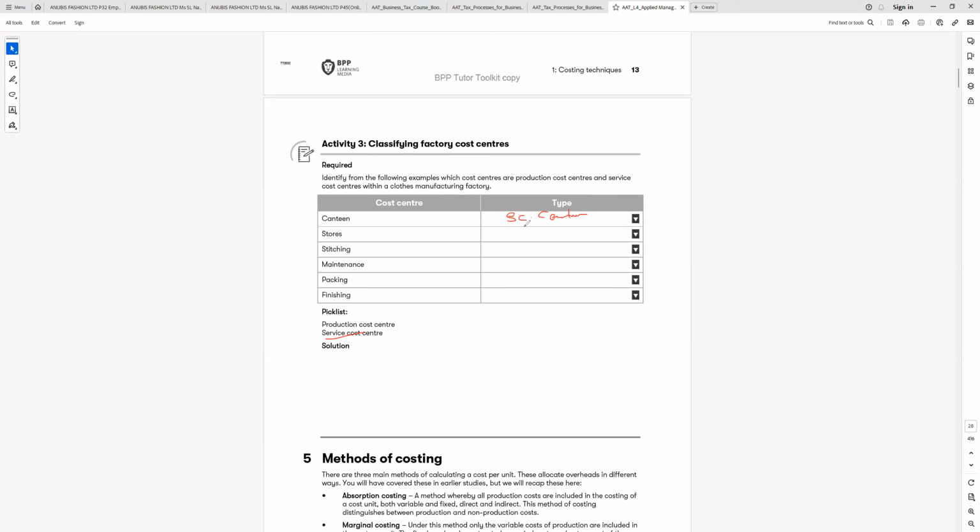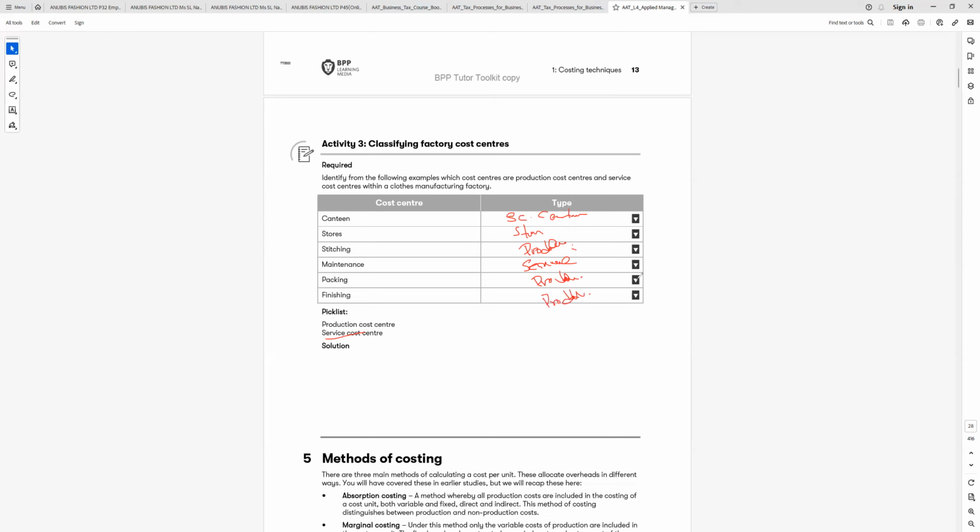Is store also a service cost center? For example, if we have a BMW car, the store sells the car, but they don't have an income. But the store has a rent, the store employees have wages, but they don't have an income. Then stitching, this is production. So basically, if you have clothing, if you do the stitching, obviously you're making something. It's production. Maintenance is a service. Packing is production. Finishing is also production.